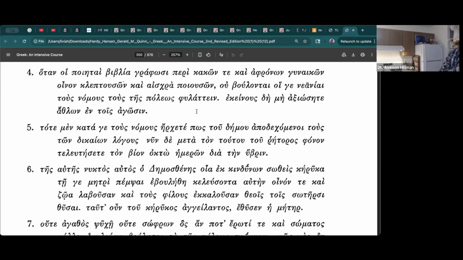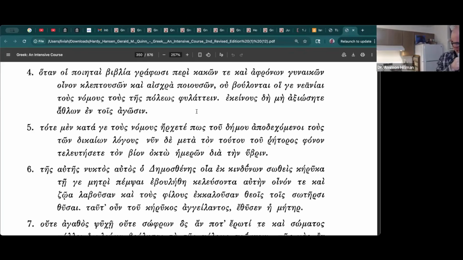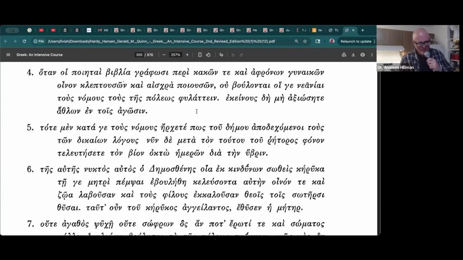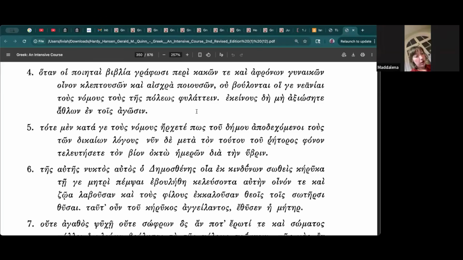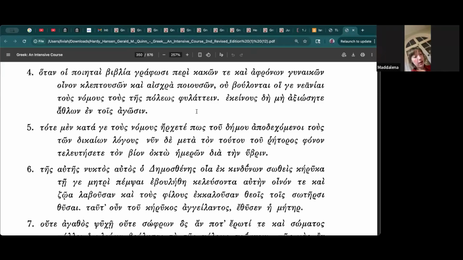Whenever the poets write books about those evil, foolish women who steal wine and do shameful things, boulontai, they do not want. And who is the they? It's hoi neoi, the youth. They don't want to phulattein. Good. To what? To guard.